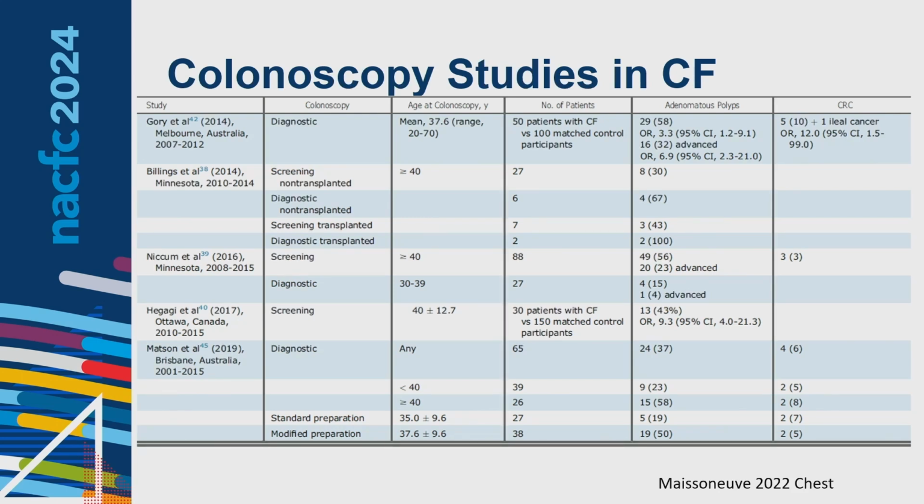There have been a number of colonoscopy studies in CF, and you can see all over the world: Australia, Minnesota, Canada, and for a number of reasons. So colonoscopy, when it's diagnostic, that would mean you would do a colonoscopy for symptoms versus screening, which is asymptomatic patients. You can see the age of colonoscopy is quite young in the CF population. And so the number of patients is also small in these population studies. But the adenomatous polyp finding and colon cancer finding is really remarkable for the high number of precancerous polyps, as well as colon cancer in this young population.